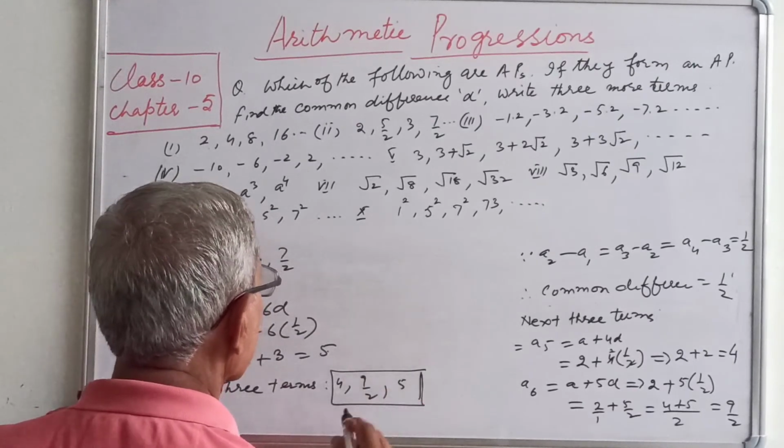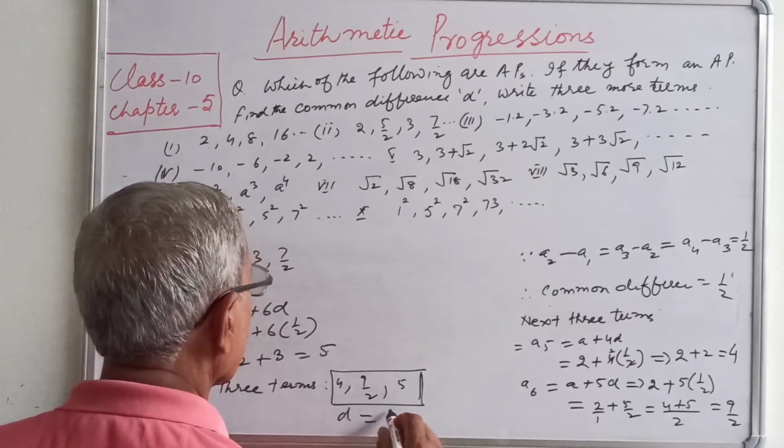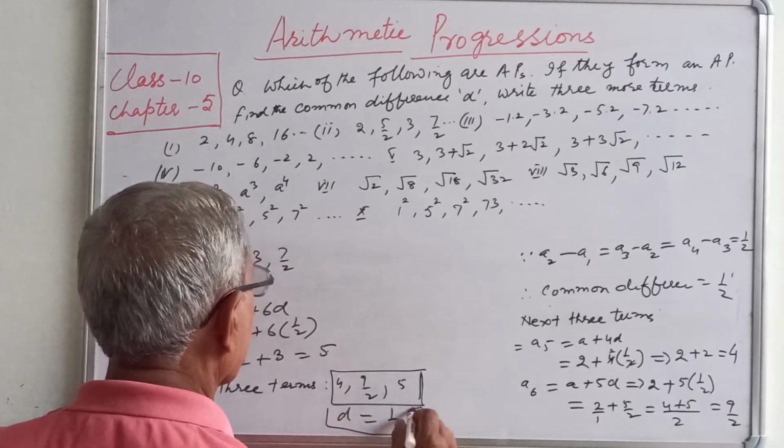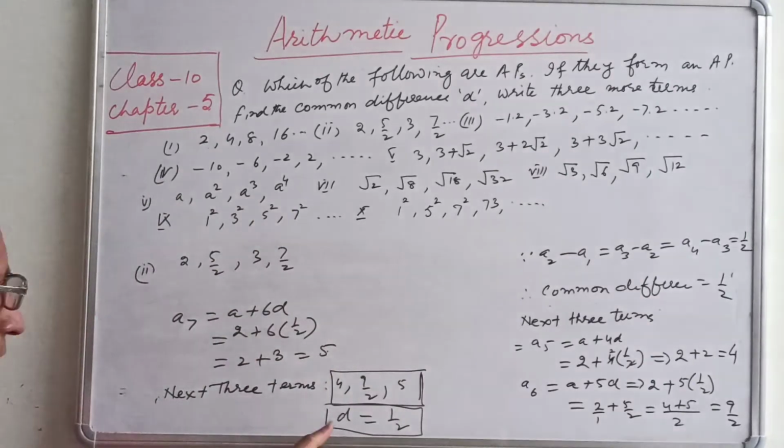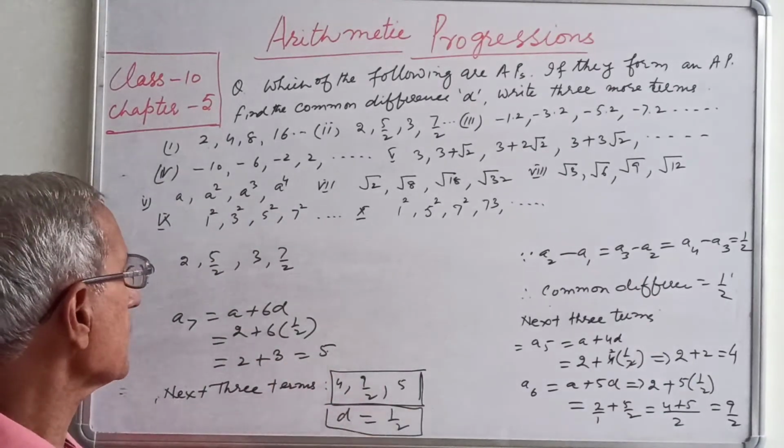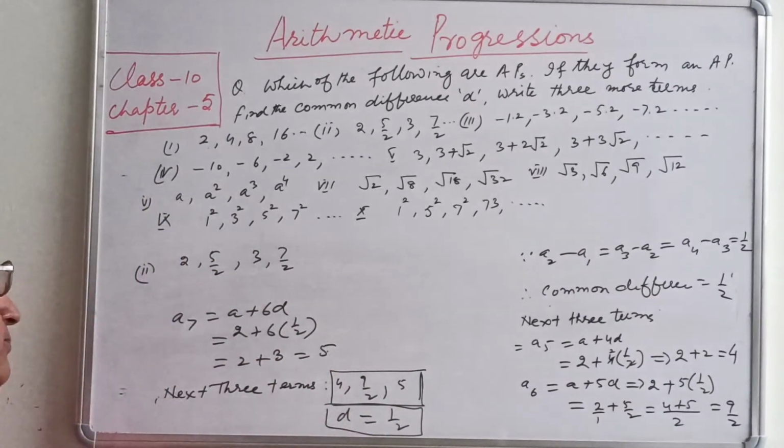So this is the answer. And the D that was asked is 1 upon 2. So the common difference is 1 upon 2, and the next 3 terms are 4, 9 upon 2 and 5.